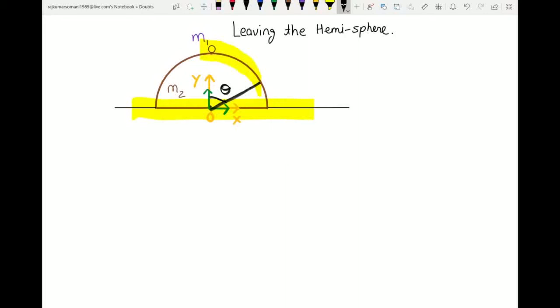To solve the problem, I have considered two frames of reference. The first one is the yellow frame of reference as shown in the figure. The yellow frame of reference is attached to the ground, while the second one is the green frame of reference as shown in the figure, and the green frame of reference is attached to the hemisphere.